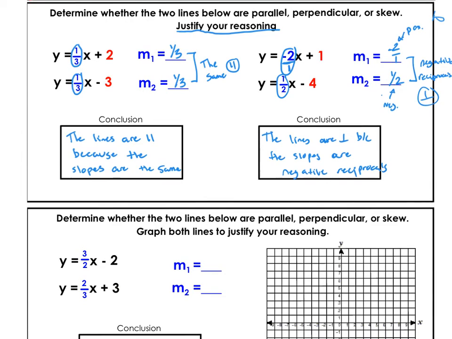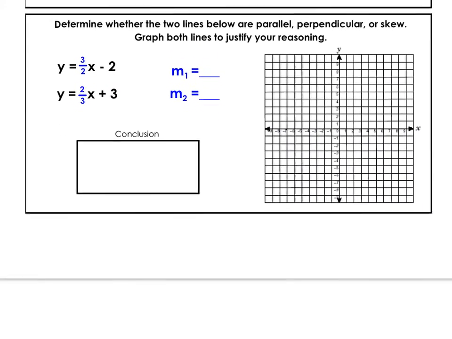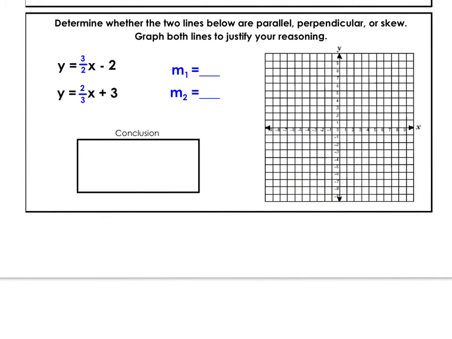Done and done. And let's try this third problem right here, okay? Determine whether the two lines below are parallel, perpendicular, skew. Graph both lines to justify your reasoning, okay? So instead of writing a conclusion here, we're going to actually graph this to show that it is what our answer is. So first, we're going to isolate the two slopes. Slope 1 is 3 over 2. Slope 2 is 2 over 3.